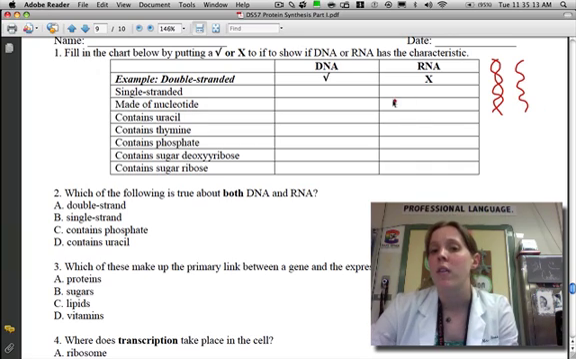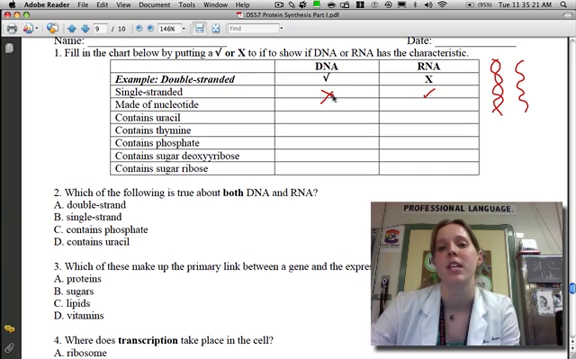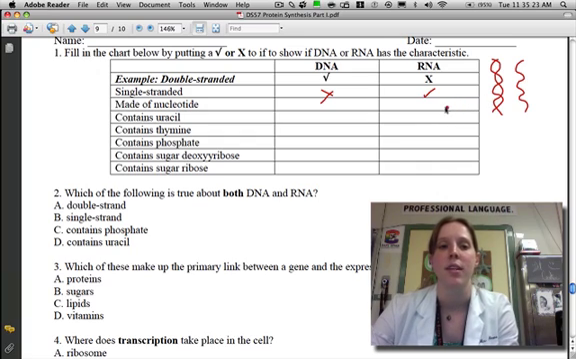So let's go ahead and go to the next one, single-stranded. Well, that fits with what I know about RNA, so I'm going to put a check for RNA and an X for DNA. DNA is double-stranded, not single-stranded.